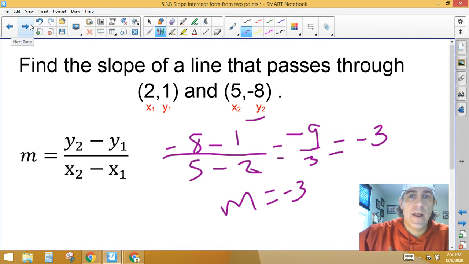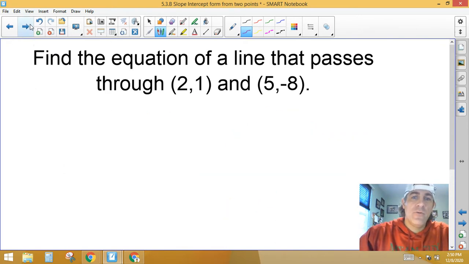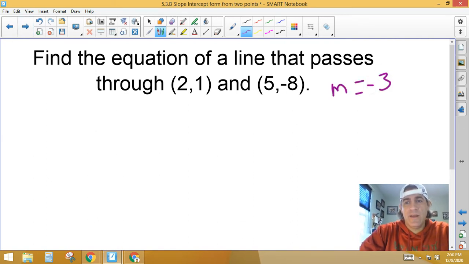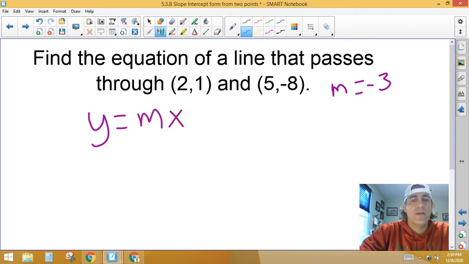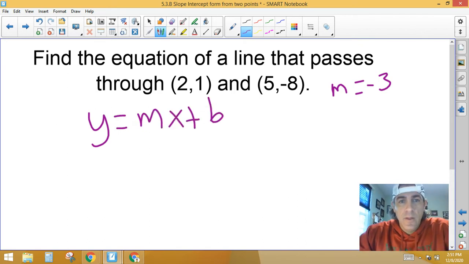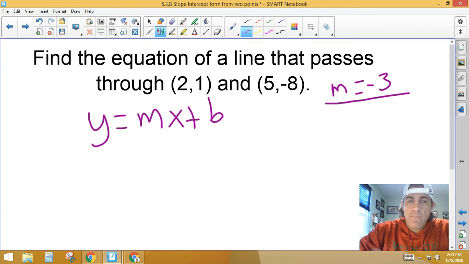Now, taking it up a notch. That's old news. Now, what? Find the equation of the line that passes through the same 2 points. Well, we already found on the previous slide that our slope was negative 3. I'm not going to do that work again. So now we want to find the equation of the line. The equation of the line we worked with is y equals mx plus b. I have my m, so I can plug that in here. The only thing I'm missing is my b.